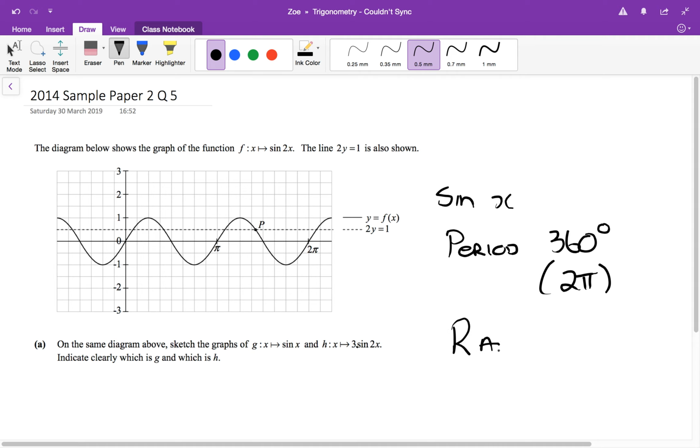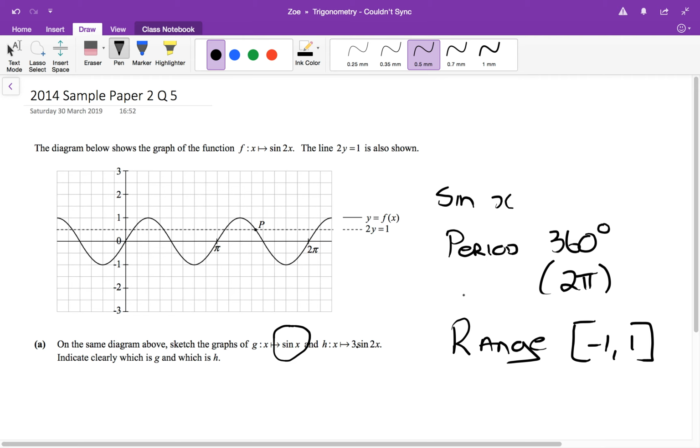And then the other one is the range. The range for a sine graph goes from -1 to 1. So that's on the y-axis from -1 up to 1. The first graph we're going to plot is the straightforward sine graph, which is the one I'm talking about over here. So it has a period of 360 and a range of -1 to 1.